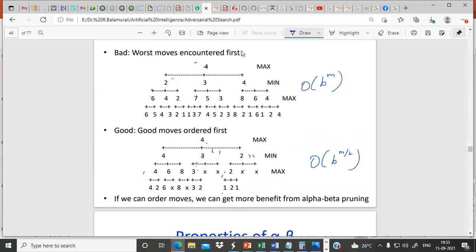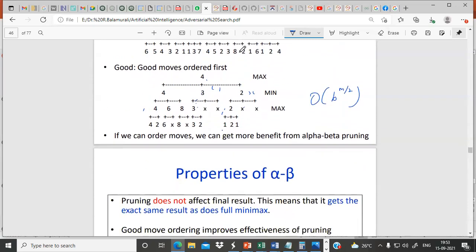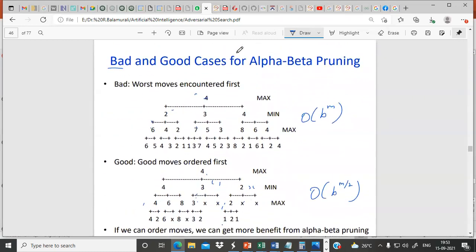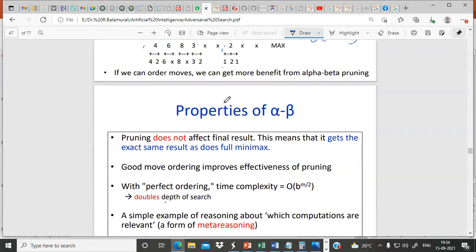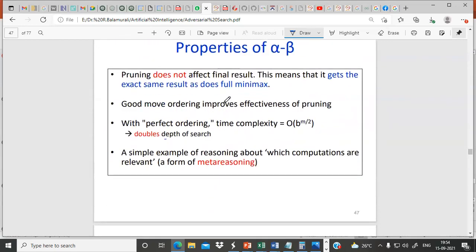Okay. Now the question is, how will we order that? How could we reorder the tree? Is there any way to reorder the tree? Yes, there is an interesting way to reorder the tree. We will be discussing that in the course of this lecture. Okay, so this is the crux of it. So alpha beta pruning provides this time complexity under the perfect ordering, right? Okay, so these are the properties of alpha beta pruning.